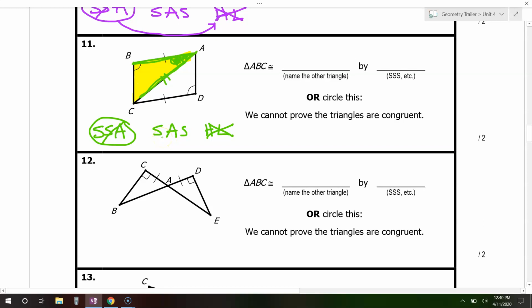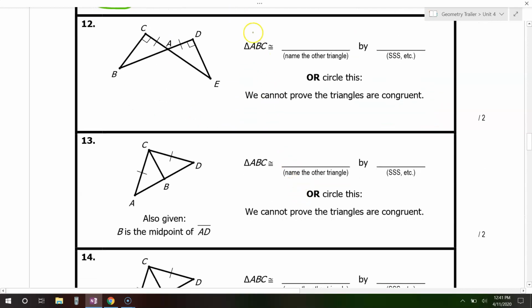So that means this must be a side-side angle situation. Unfortunately, side-side angle does not prove that triangles are congruent. It's not a thing. So as a matter of fact, do not put side-side angle up here, because that's not one of the theorems that exists. And don't fill in the congruent statement either. Leave both of these blank. Okay, number 12.